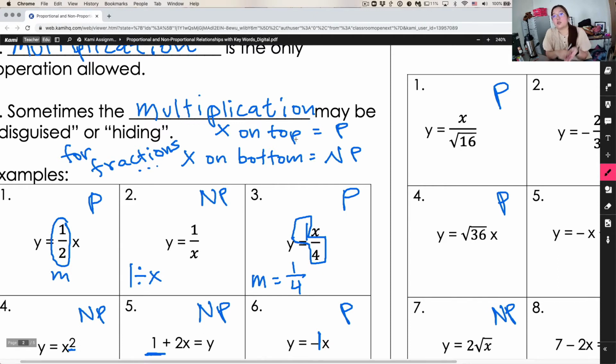Like m can be a square root. You cannot take the square root of x. You cannot square x. You cannot divide by x. That's why we don't want x on the bottom. Okay? We only want multiplication for x. So your equation should be y equals something times x. That's it. If there's anything else, then it's non-proportional.